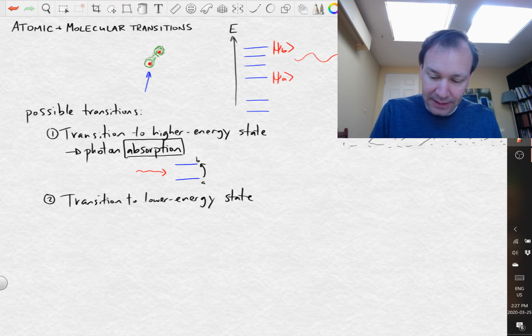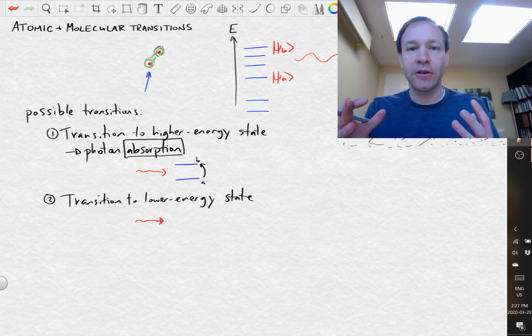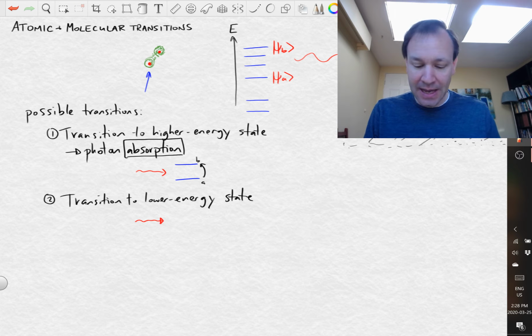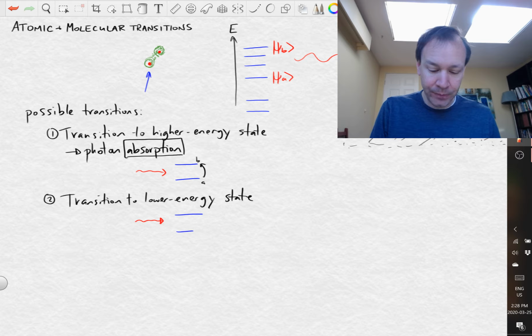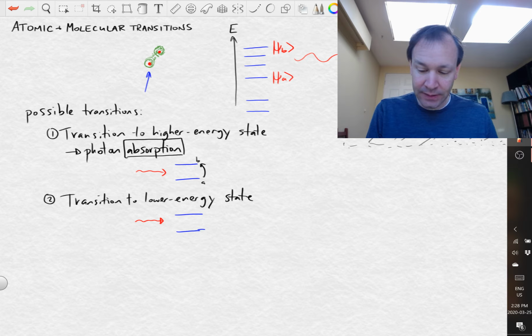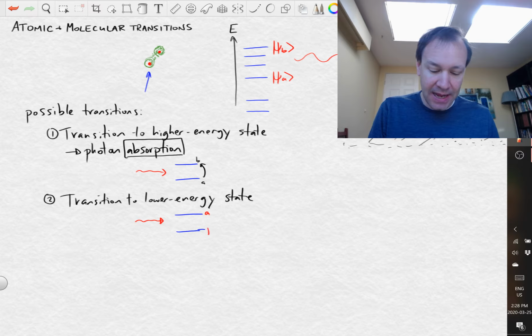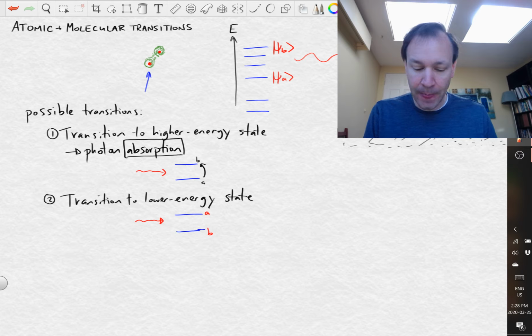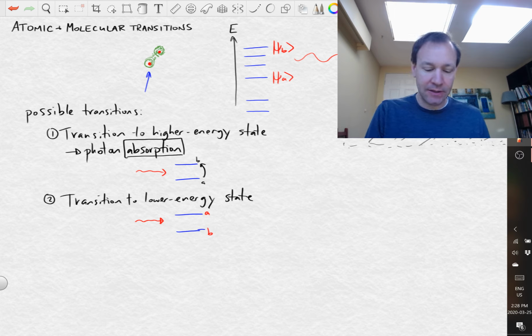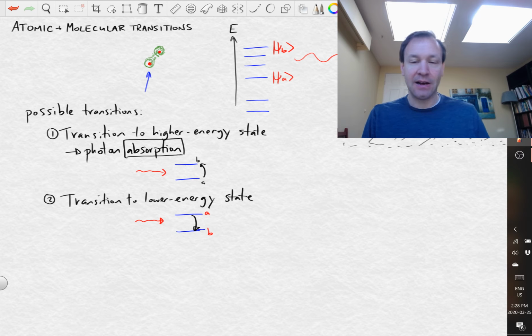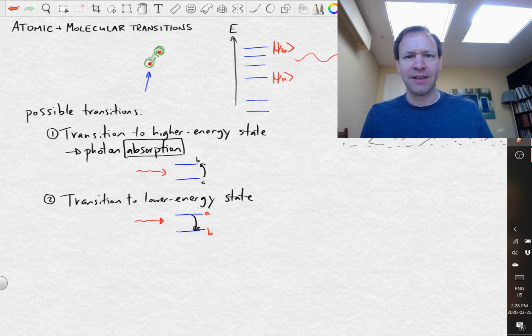Okay, and that kind of looks like this, where again, you have a photon of your electromagnetic radiation. The energy of that photon matches the energy difference between your initial state A and some other state B. And then what happens is that you can have a transition down to this lower energy state. So that is a bit counterintuitive because it seems like you're adding energy from this photon coming in.